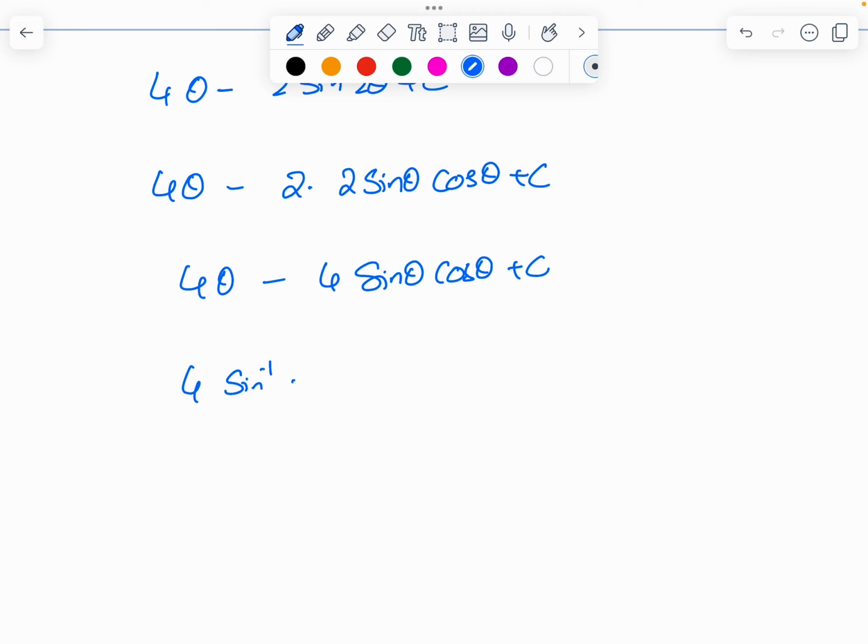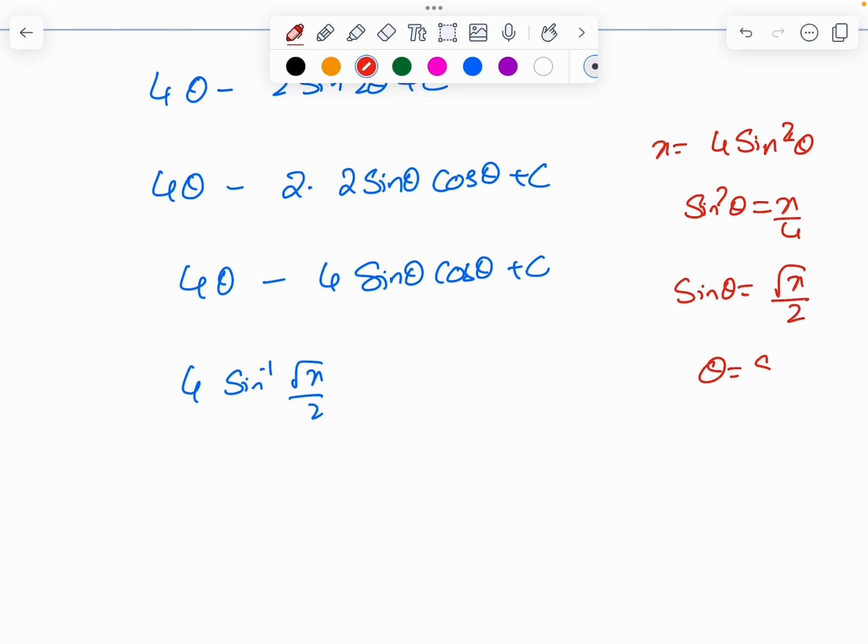4 theta. Theta is nothing but what? Sine inverse of root x upon 2. Why? Because our substitution was, what was the substitution? x equals 4 sine square theta. So what is sine square theta? x upon 4. So sine theta equals square root of x upon 2. So theta equals sine inverse of square root of x upon 2. So that has been substituted over here.